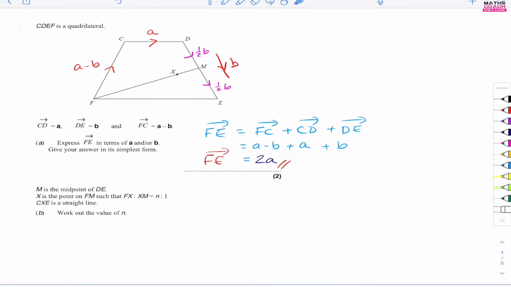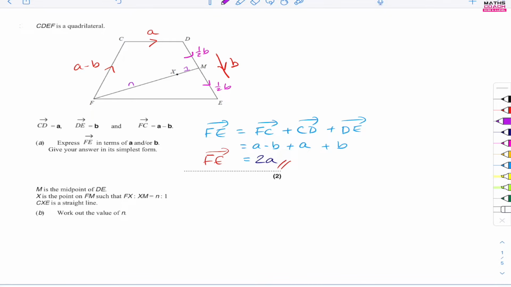Let's continue reading the question. It says X is the point on FM such that F to X and X to M are in the ratio N to 1. Let's highlight where FM is. This is the line F to M, and we are told that it's been divided up into the ratio F to X is equal to N, which we don't know exactly what it is, and X to M is equal to 1. So let's write that down: F to X is N and X to M is 1.